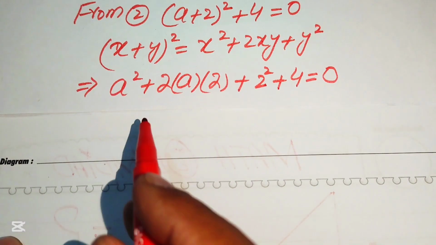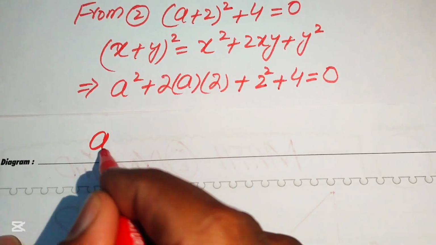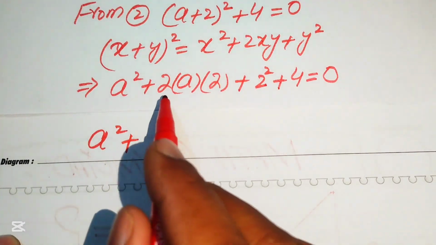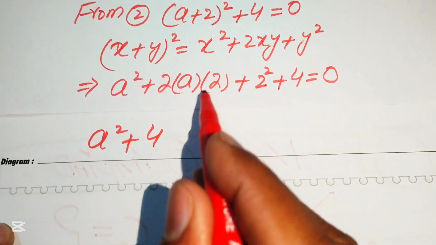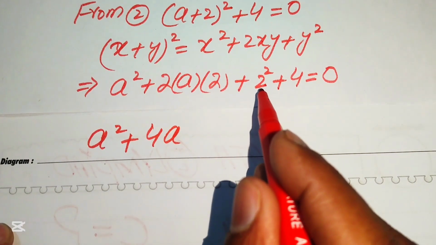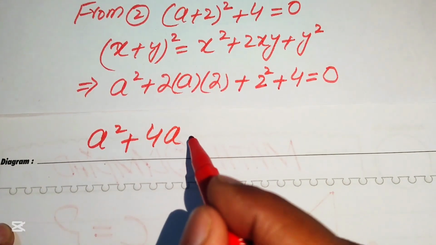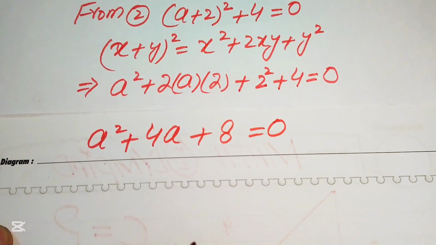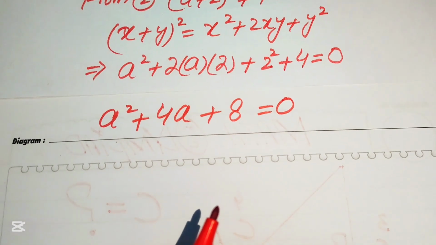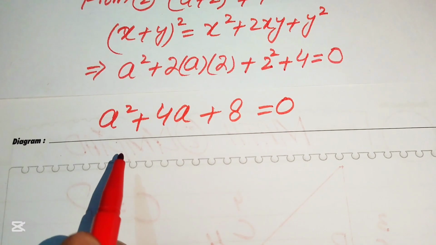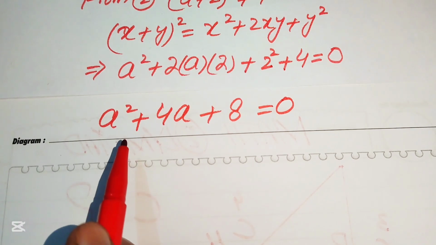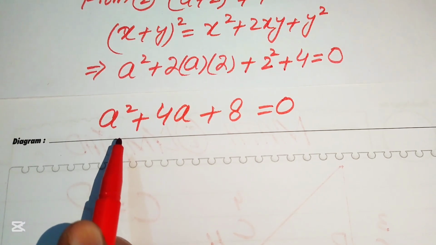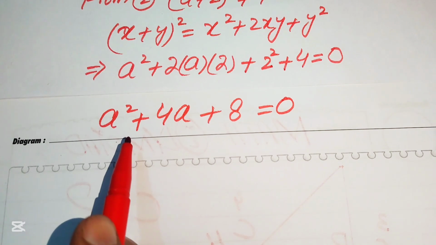And now in the next step we need some simplifications here, and we write it as a square plus this becomes 2 times 2 is 4a, and this is 2 square is 4, and 4 plus 4 becomes 8 equals to 0. So you see here this equation will become quadratic in variable a, so now we need to find the values.